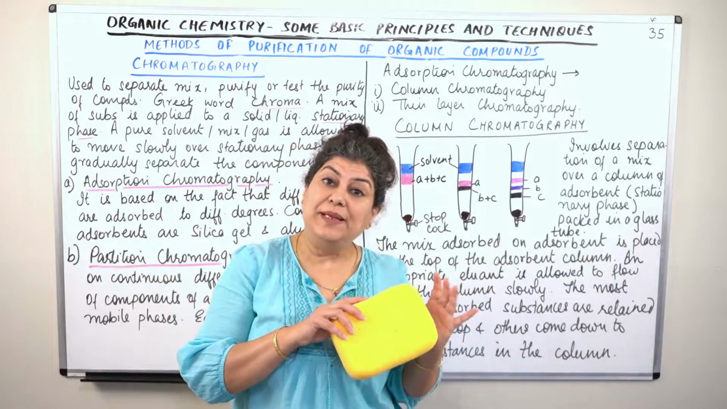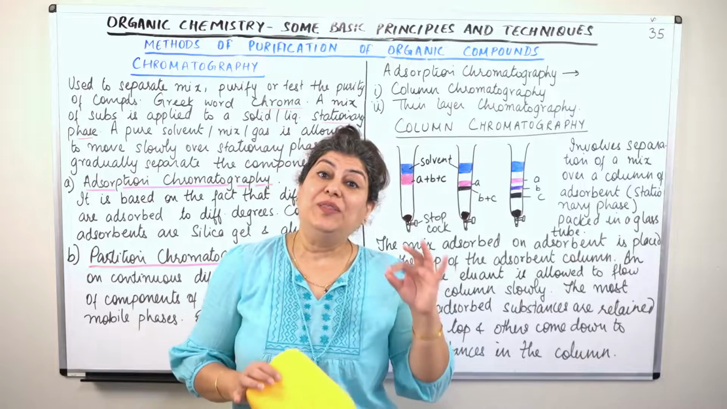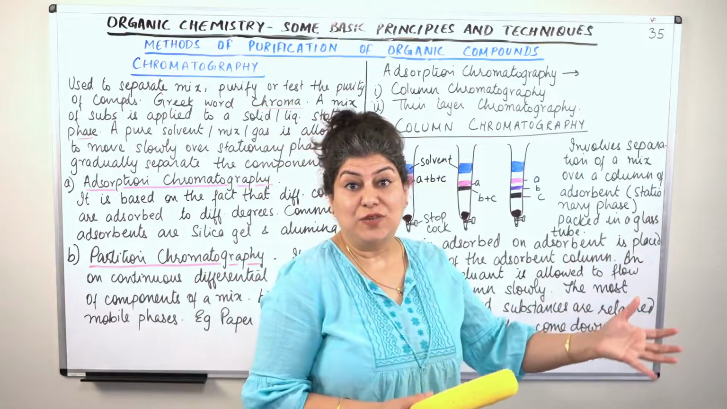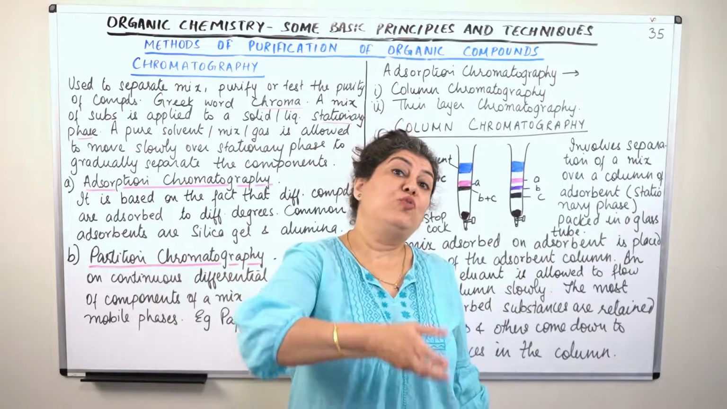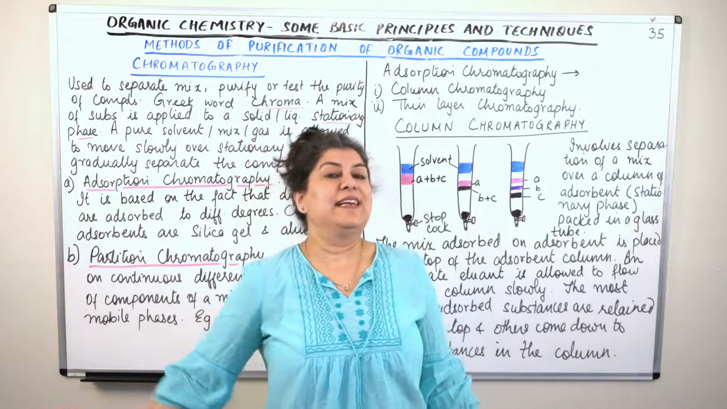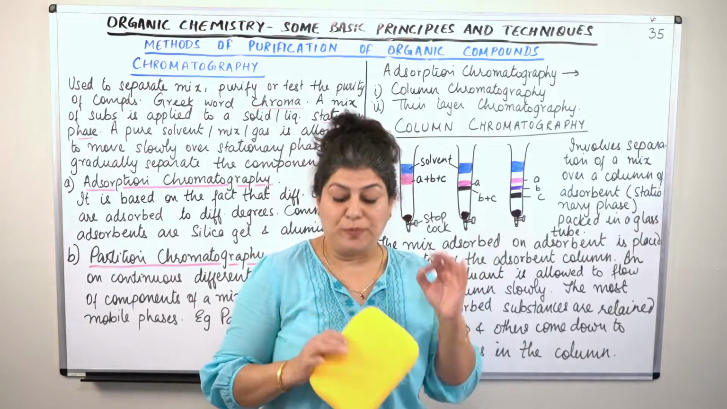Absorption. The other method is adsorption. And chromatography is based on this. The process of adsorption is used, just as in the case of distillation. The process that we used was distillation, that is vaporizing the substance and then condensing it and then collecting it. Here it is based on the process of adsorption.